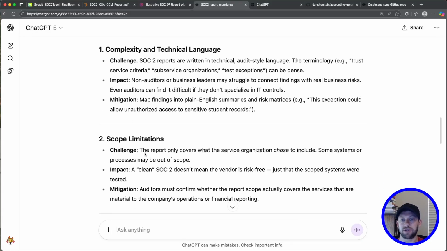Sometimes there's scope limitations. It's important to understand whether something is out of scope and whether that adds risk to you as an organization or to an external auditor. And the impact, again, a clean SOC 2 doesn't mean that it's risk-free. It just means that what was tested had clean results.